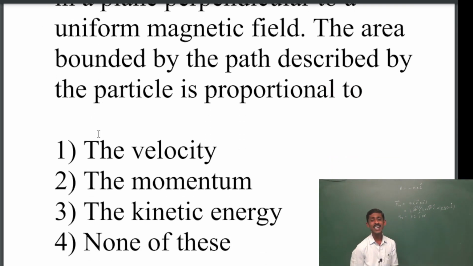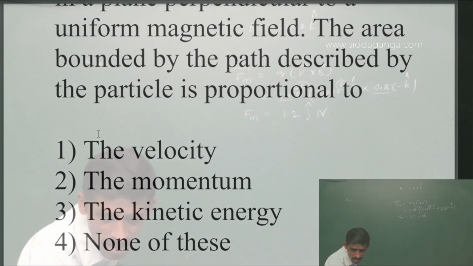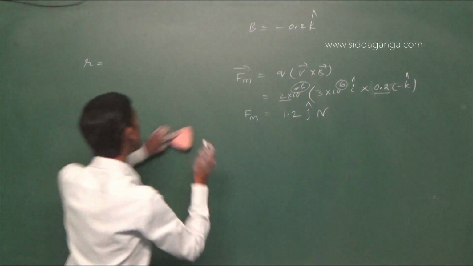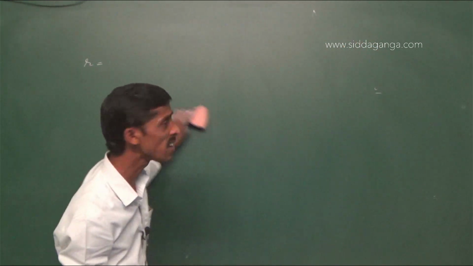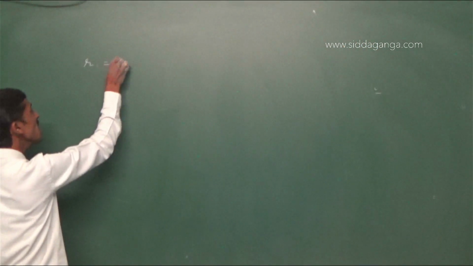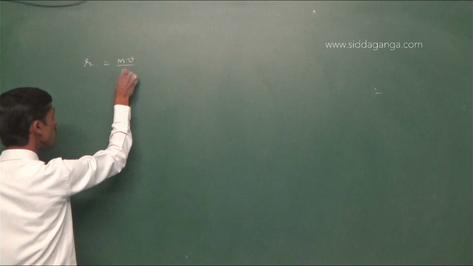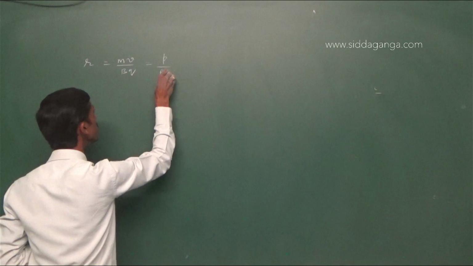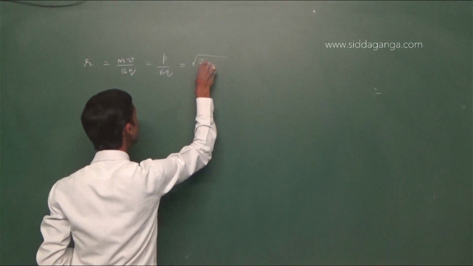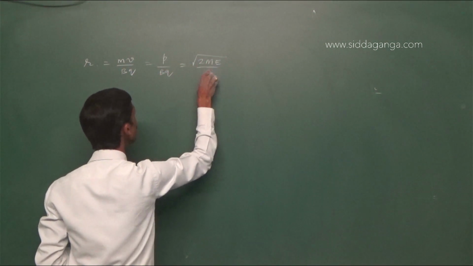So, a charged particle entering a magnetic field describes a circular path. If you calculate its area, what will it give? What is the formula for the radius of the circular path? The radius of the circular path described by a charged particle entering perpendicular to the magnetic field is mv by bq, that is p by bq. In terms of kinetic energy, it is root 2mE by bq.